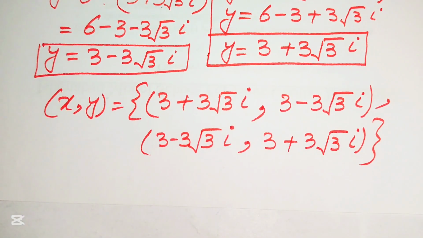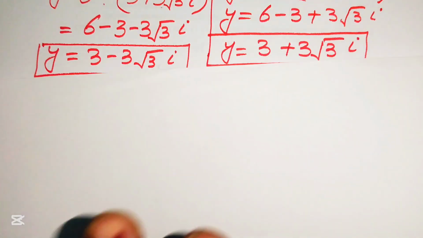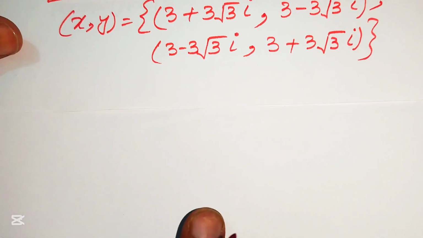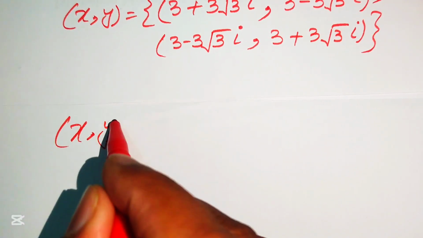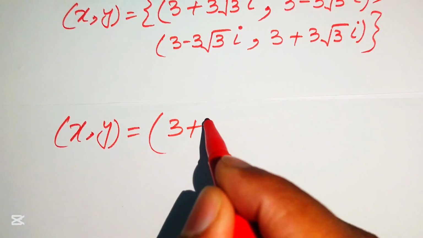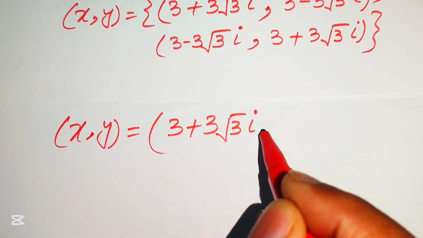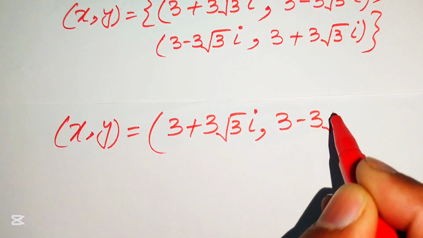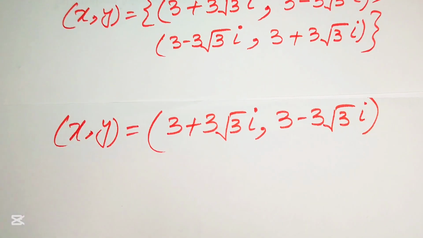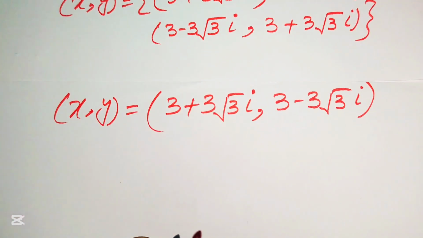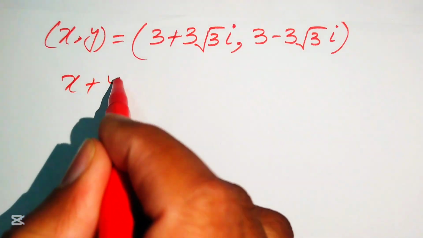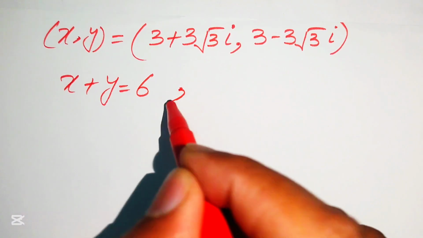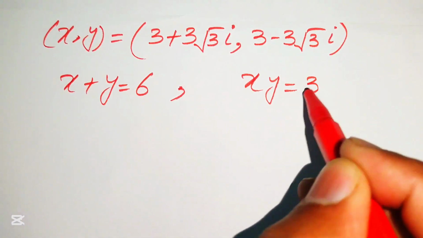And now in the next step we need to verify these two solutions. Here I can just verify one solution set and leave the other solution set up to you. So here we will verify this solution set: 3 plus 3 times the square root of 3 iota and 3 minus 3 times the square root of 3 iota. First we copy down the given question statement. These are the two equations of the given problem: x plus y equals 6 and x y equals 36.